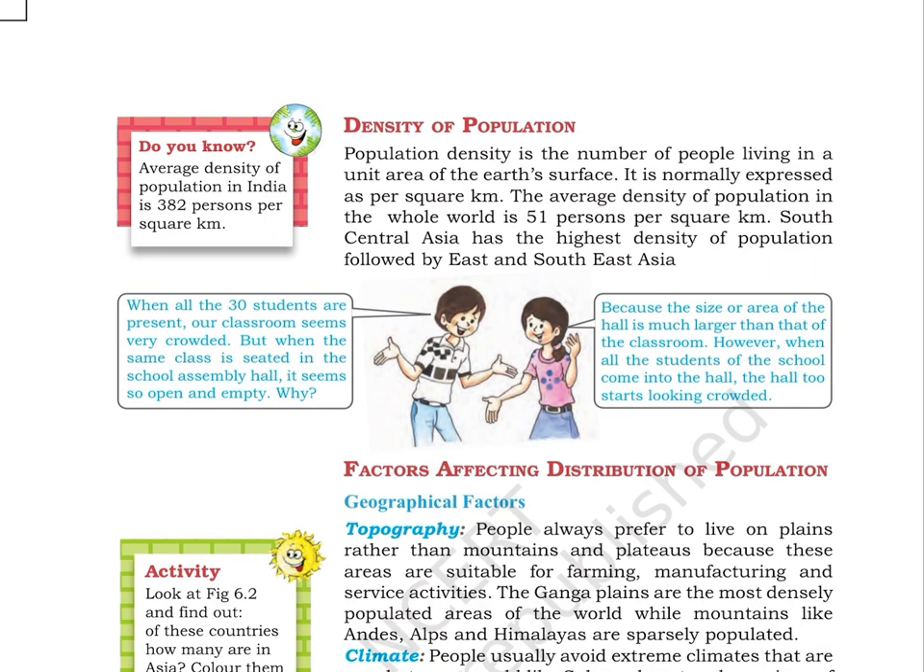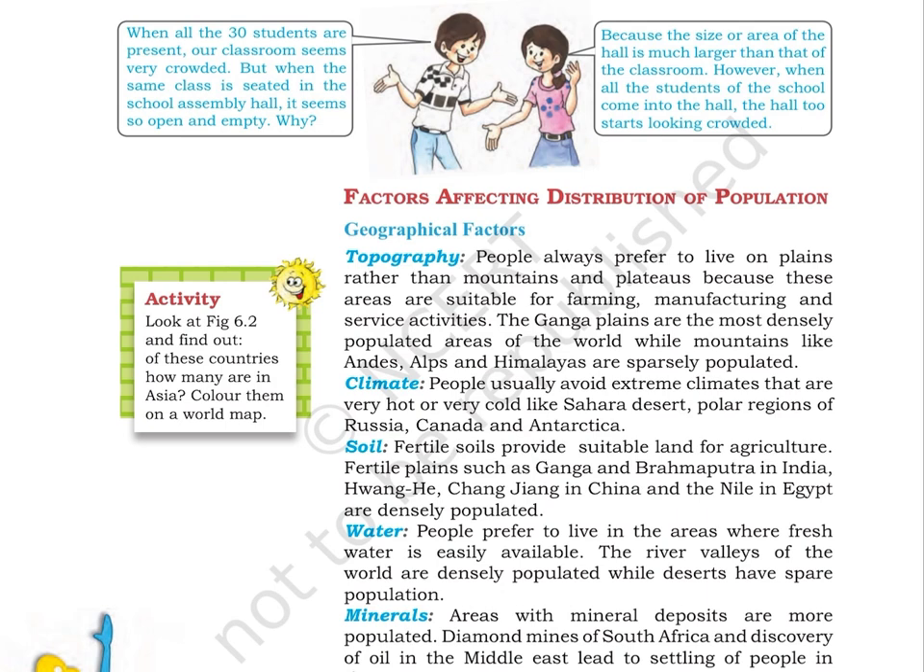Topography. People always prefer to live on plains rather than mountains and plateaus, because these areas are suitable for farming, manufacturing, and service activities. The Ganga Plains are the most densely populated areas of the world, while mountains like Andes, Alps, and Himalayas are sparsely populated. Climate. People usually avoid extreme climates that are very hot or very cold, like Sahara Desert, polar regions of Russia, Canada, and Antarctica.